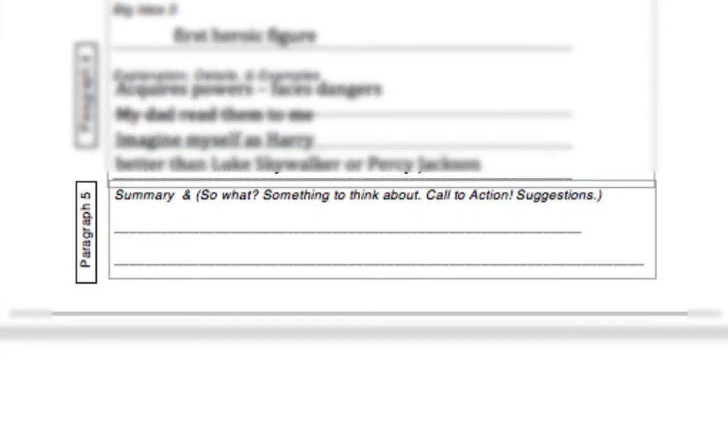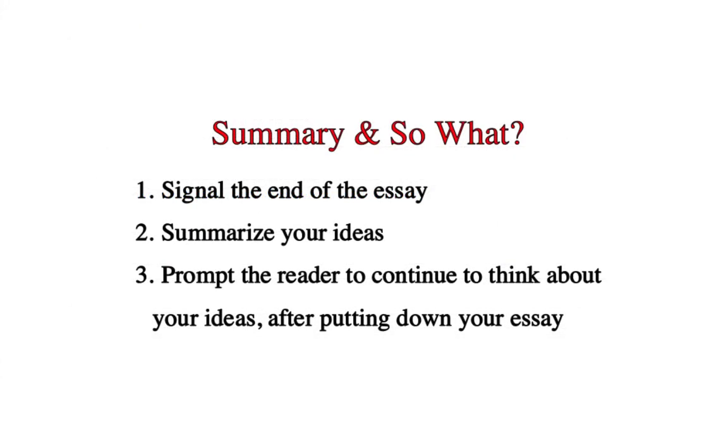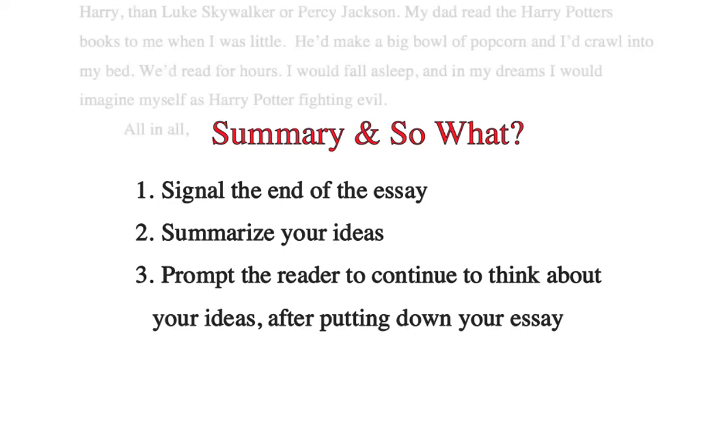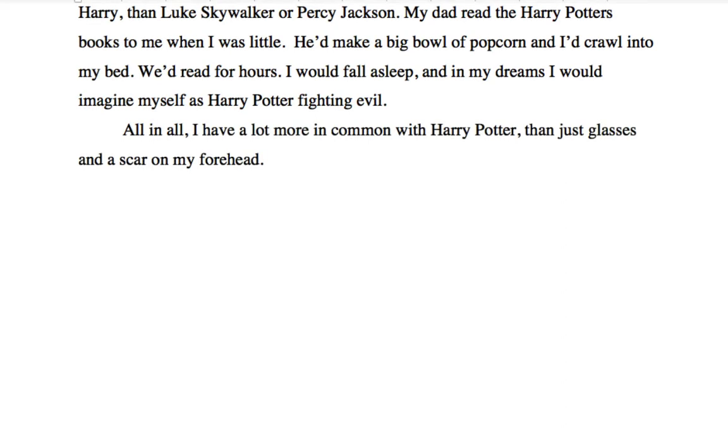The essay ends with a summary and so what paragraph. The paragraph does 3 things. It signals the end of the essay, it restates the big ideas from the essay, and it prompts the reader to continue to think about your ideas after putting down your essay. Use words that signal the conclusion of the essay and restate your thesis.